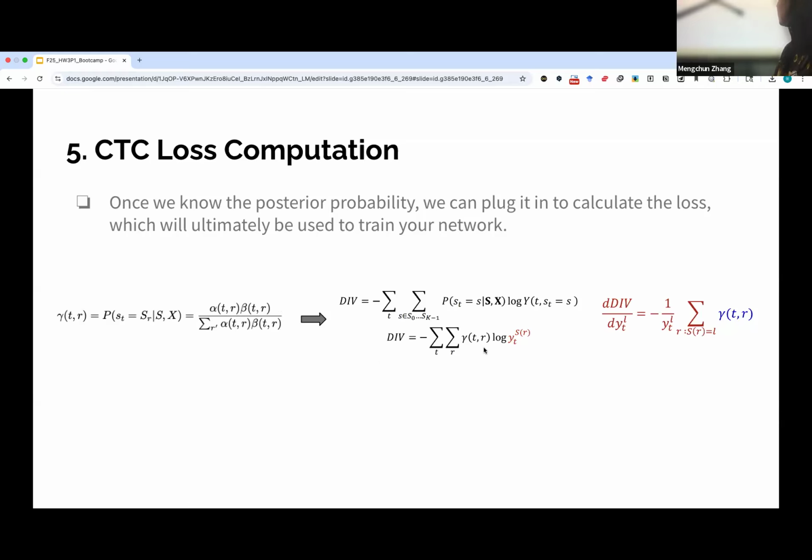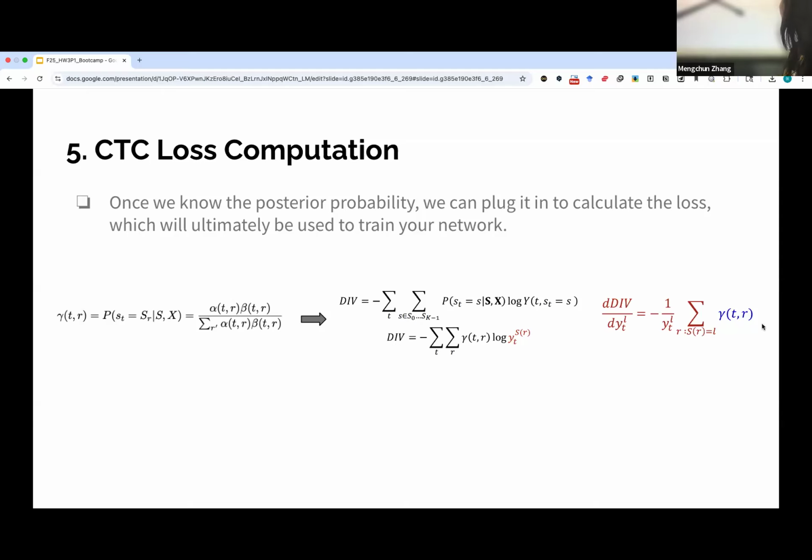So we first take the minus log YT. This is the probability of the output of our model at the time step t. And then we weight this minus log YT with this posterior probability, and we sum over all of them to get the overall loss. This is the loss value that our network wants to minimize through the training.